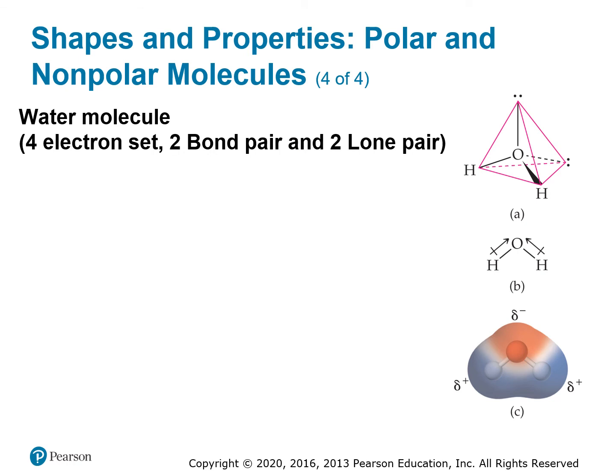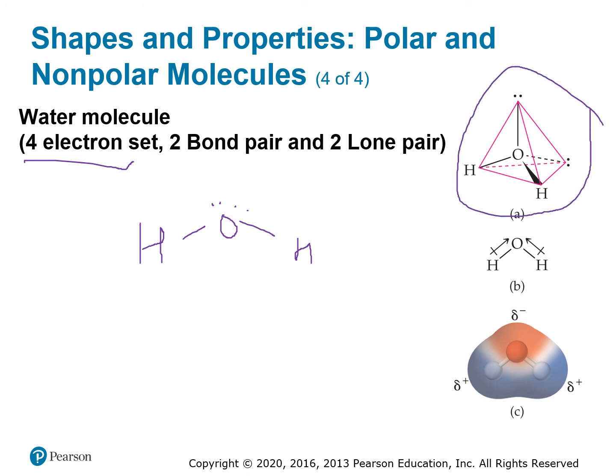Okay, so the last molecule here is a water molecule. So water molecule, we all know H, O, H, and then it has lone pairs, right? So it has 2 bond pairs and 2 lone pairs. So even though there are 4 electron sets, which would suggest a tetrahedral shape, right?